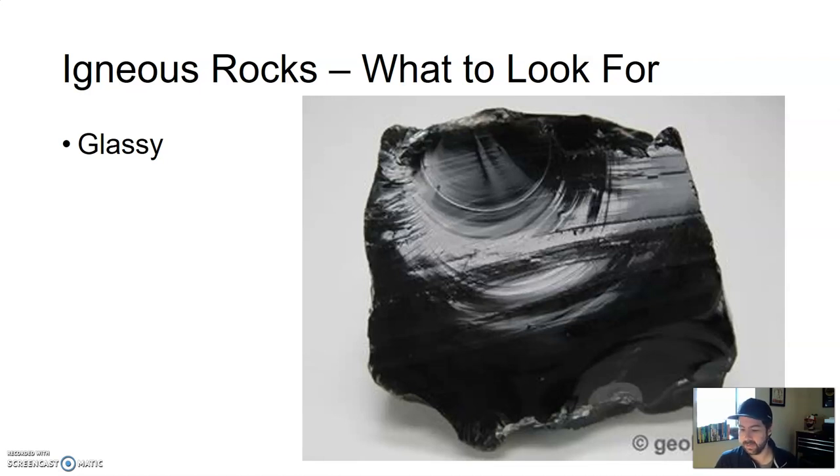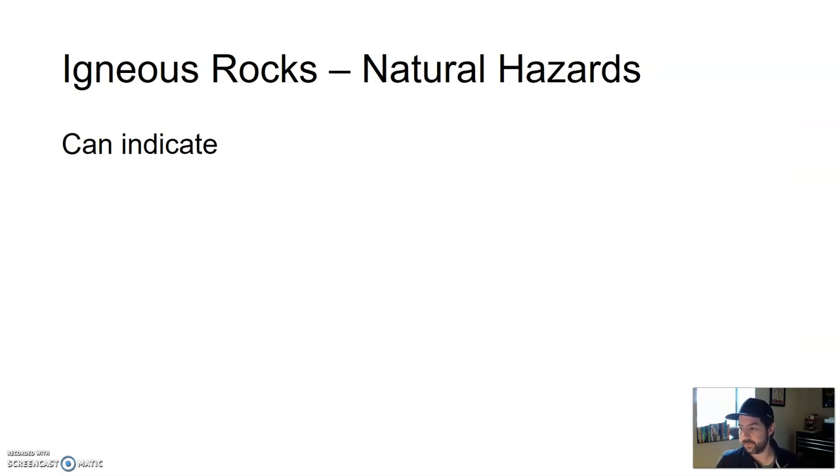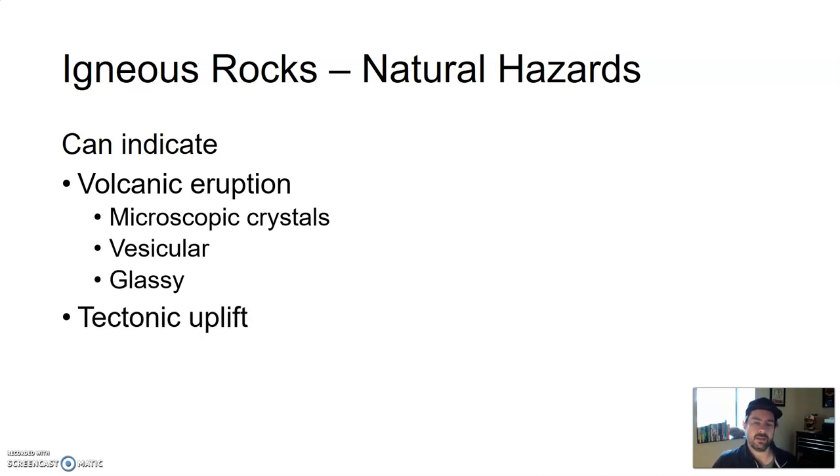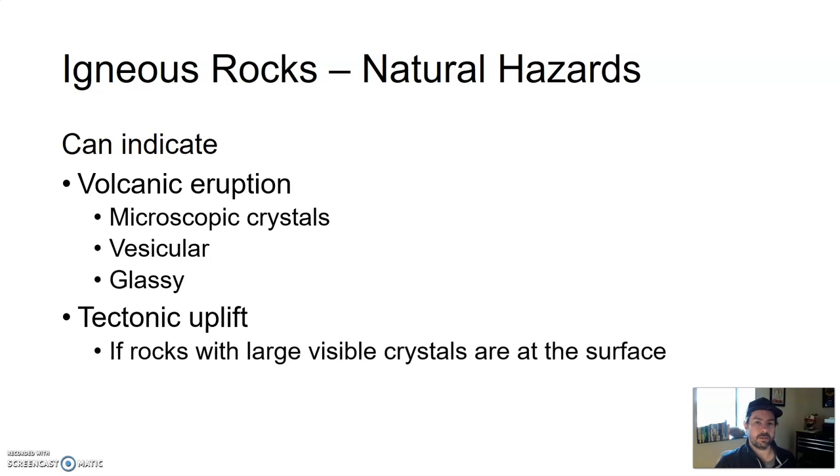Again, you don't necessarily have to know the names of these to understand its structure and what it tells you about the Earth. So igneous rocks can indicate volcanic eruptions. If we're looking for microscopic crystals, vesicular rocks, or glassy rocks, they can also tell you about tectonic uplift. If rocks with large visible crystals are at the surface, well, that didn't form at the surface. For instance, if you're out hiking and you pick up a rock and it's granite, which is an intrusive igneous rock, it has bigger crystals, it cooled below the surface of the Earth.